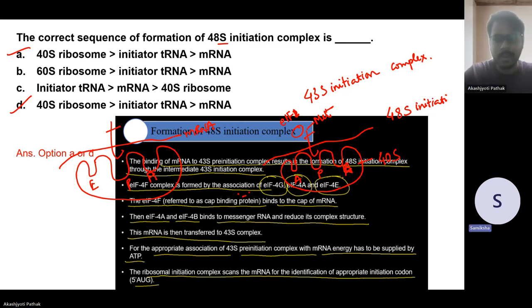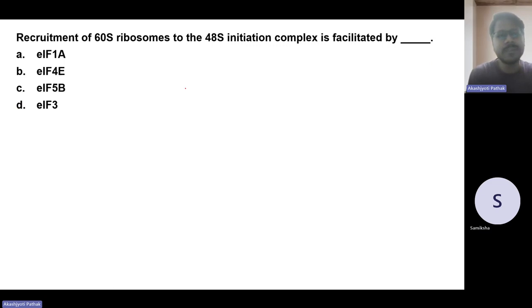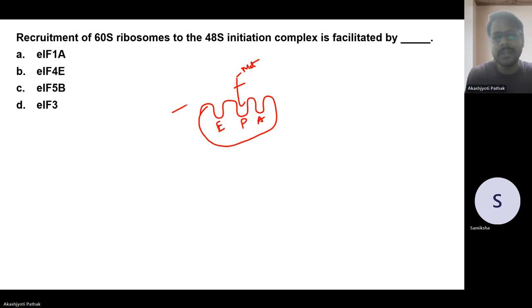Now, recruitment of 60S ribosome to the 48S initiation complex is facilitated by. What you have to understand is you have the ribosome, and to this ribosome the initiator tRNA is attached. This is the P site, this is the A site, this is the E site. Following this, the mRNA has also been recruited. I think it was eIF5B. Yes, it is actually eIF5B.